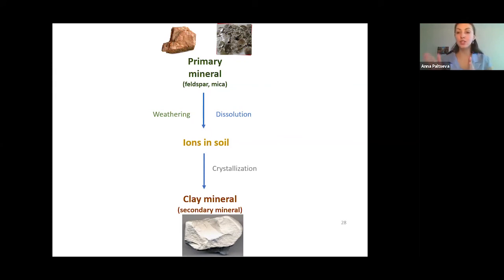So this stage is chemical, right? It's not physical anymore, it's chemical, it's crystallization after the dissolution process. And we will have different clays. Depending on where we are, which landscape, and different climates, we'll have different types of clay.